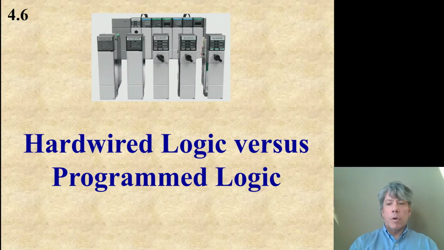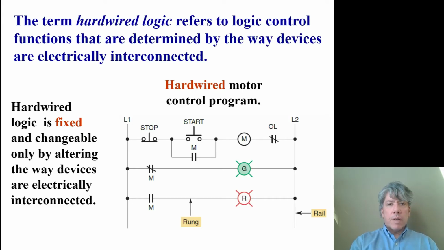Hardwired versus programmed logic. When we talk about something being hardwired, we mean that the way that it works, the logic that it uses, is a function of the way that wires connect things, or the way that they are electrically connected. So for example, when we have a start and a stop button that are wired to a relay to control a motor directly, then that's hardwired. There's nothing in between the input device, the start and stop button, and the output device. And the only way to change the way this works is by rewiring things.